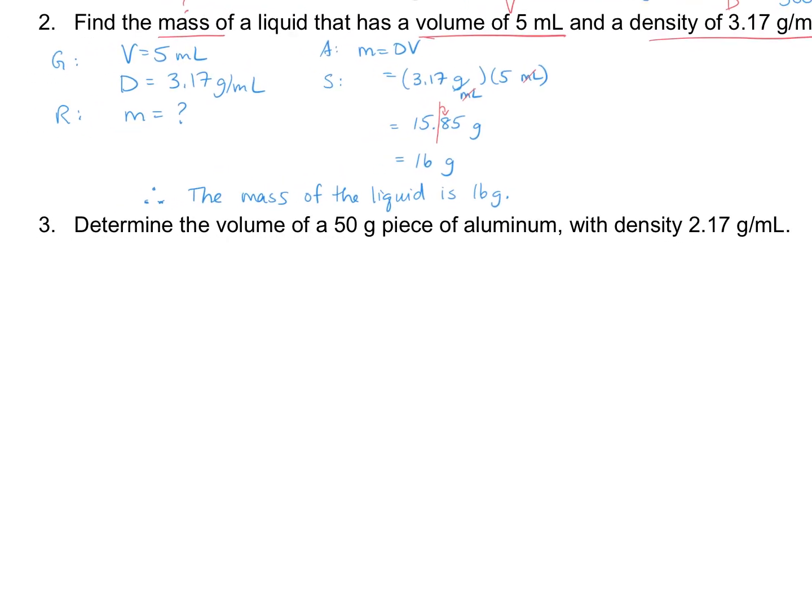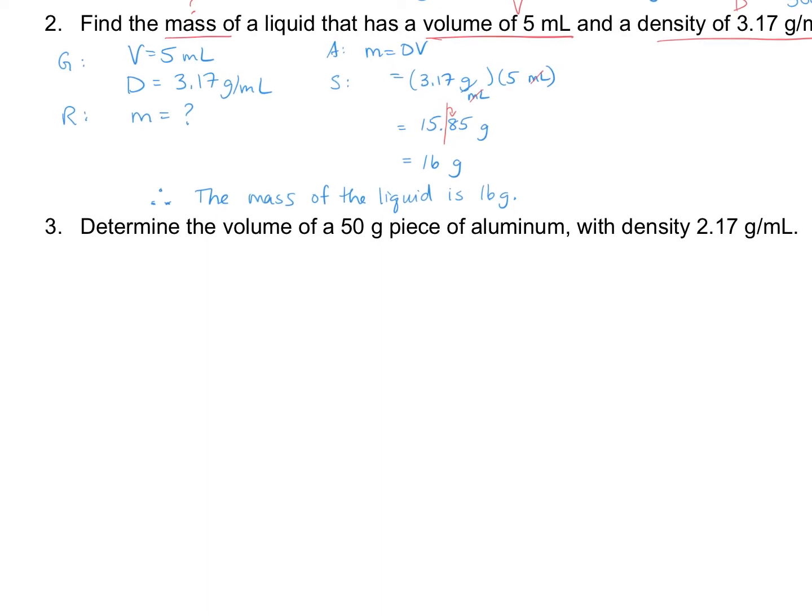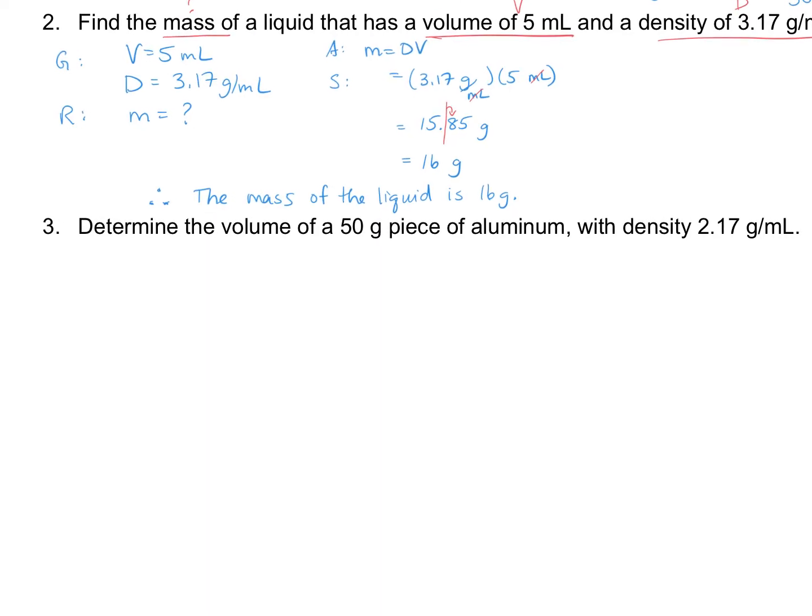Now in the third example, we're going to determine the volume of a 50-gram piece of aluminum with density 2.17 grams per mL. Okie doke. So I'm going to read the question and start noticing what I've been given and what I'm being asked to find. So it says determine the volume. Okay, so there's the question mark. That's what I'm going to be looking for. A 50-gram piece of aluminum.